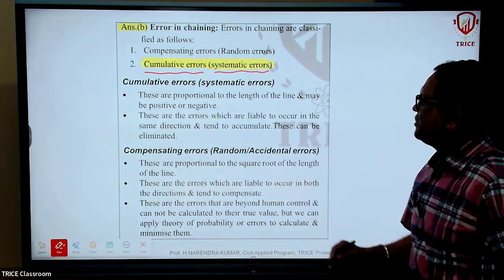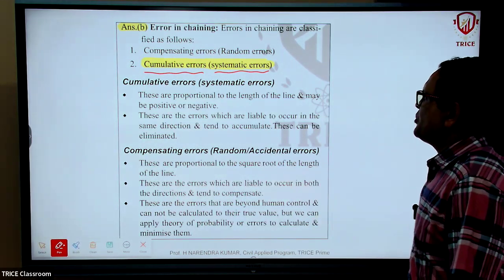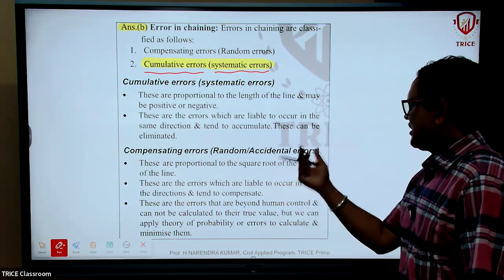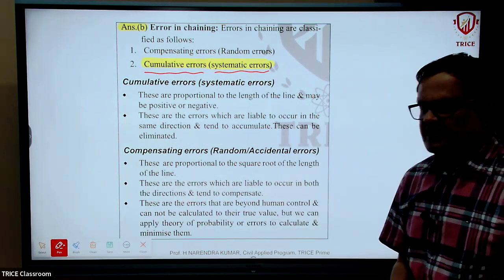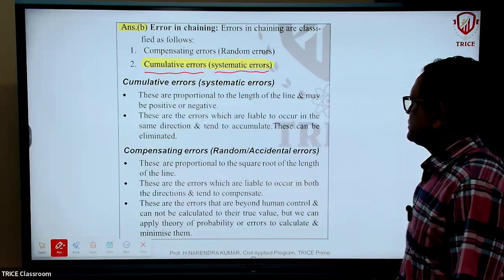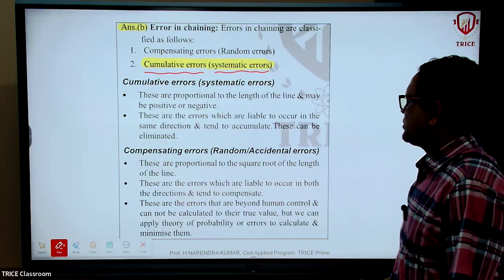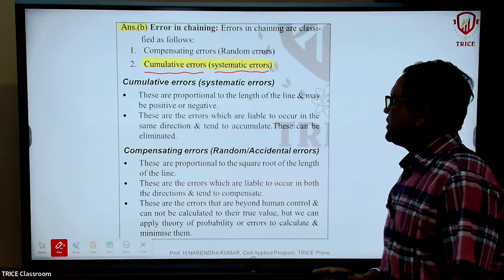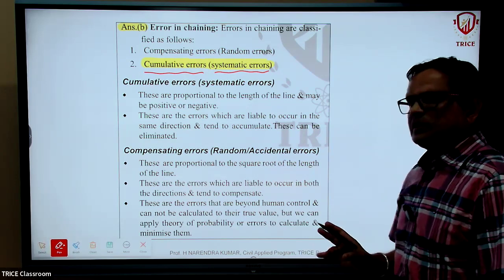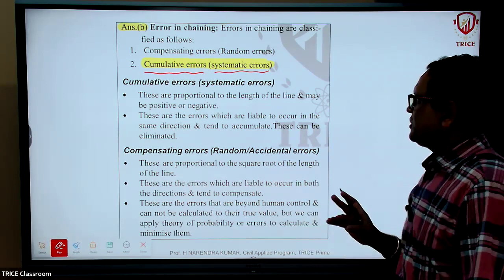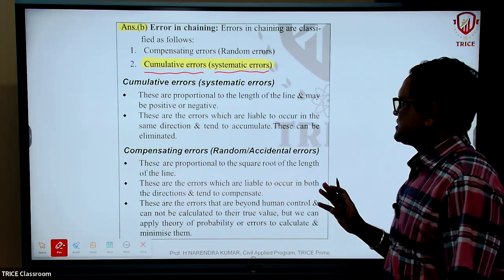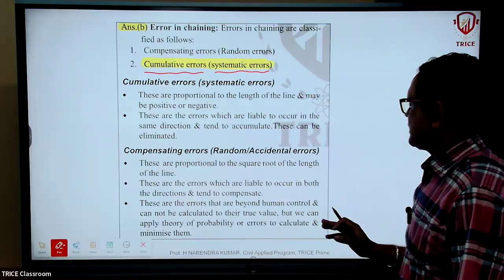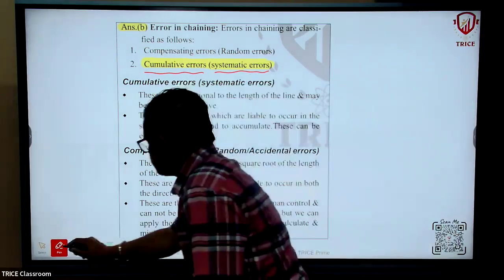I am also giving the information of other errors, compensating errors. They are also called random errors. I think you are familiar with the errors. There are 2 types of errors. One is cumulative errors, that is systematic. The other is compensating, random. They are also called accidental error. Please do remember both the names. Cumulative errors are also called systematic, and compensating errors are also called accidental or random.